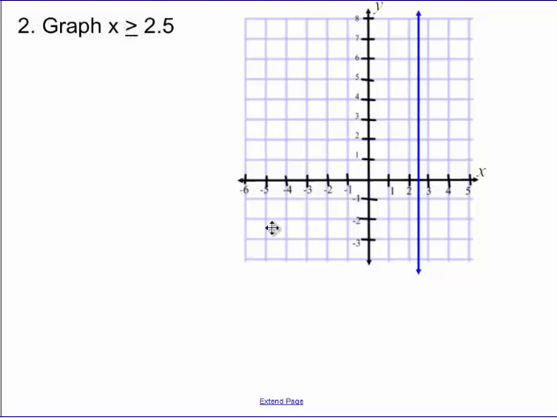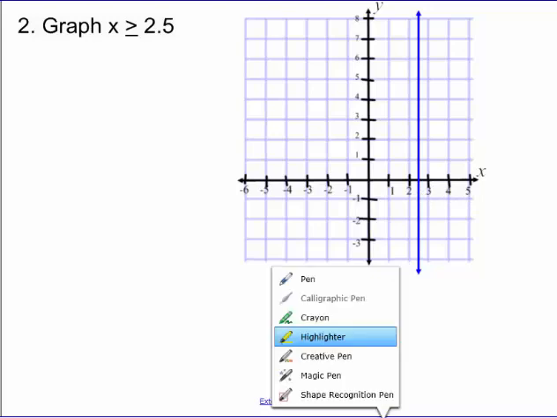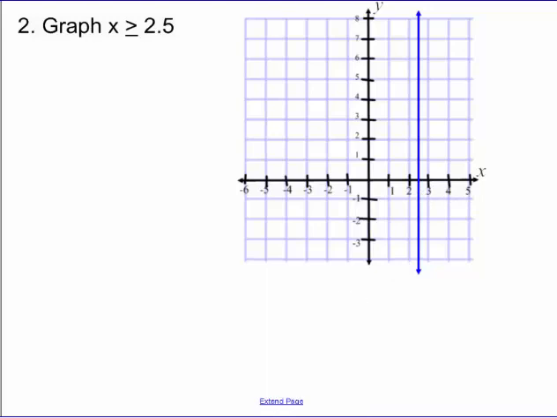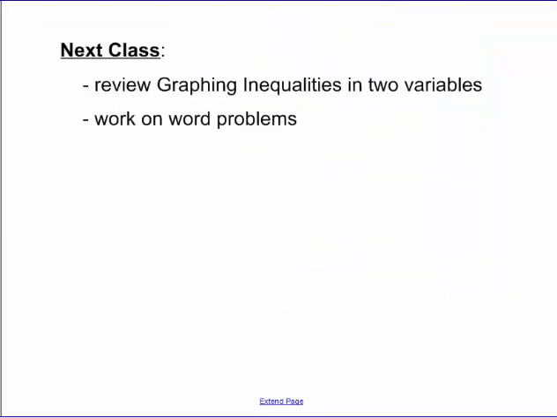So it's greater than. What we want to do is shade the side of the line where the numbers are bigger than 2.5. That would be to the right. 3, 4, 5, those are all numbers that are bigger than 2.5. So we are going to shade to the right of our graph. This is the side that gets shaded. And that is graphing inequalities when only one variable is present. Next class, we'll review graphing inequalities in two variables.